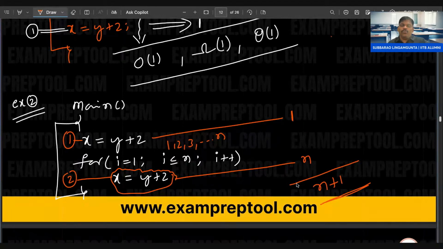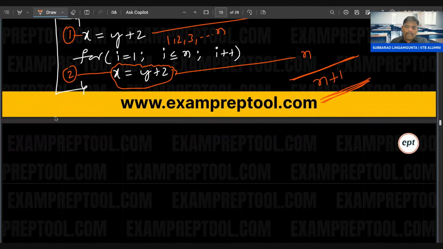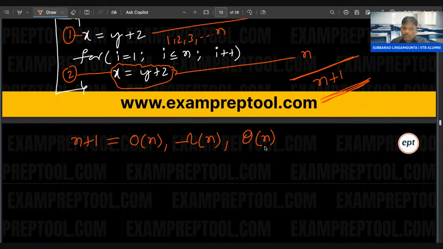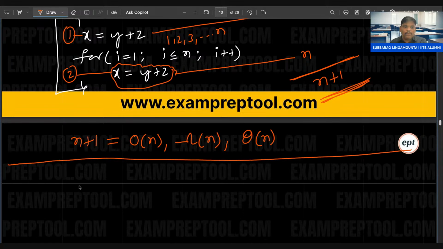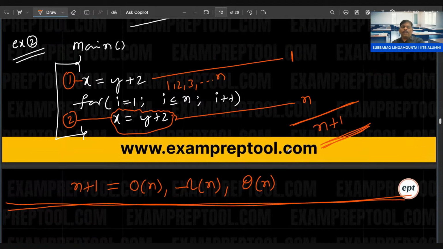Overall program time order of magnitude is n plus 1. Now, n plus 1 can be written as, forgetting about the constant, big O of n, omega of n, theta of n. So these all are correct. This is the second problem. Until now I have covered two problems.